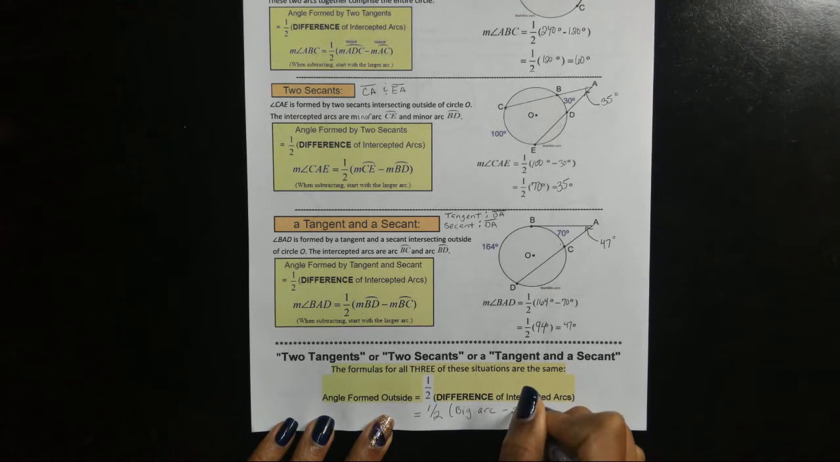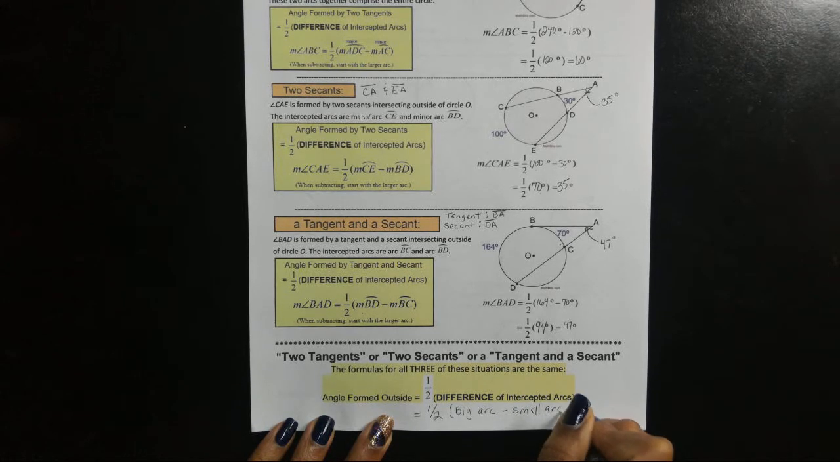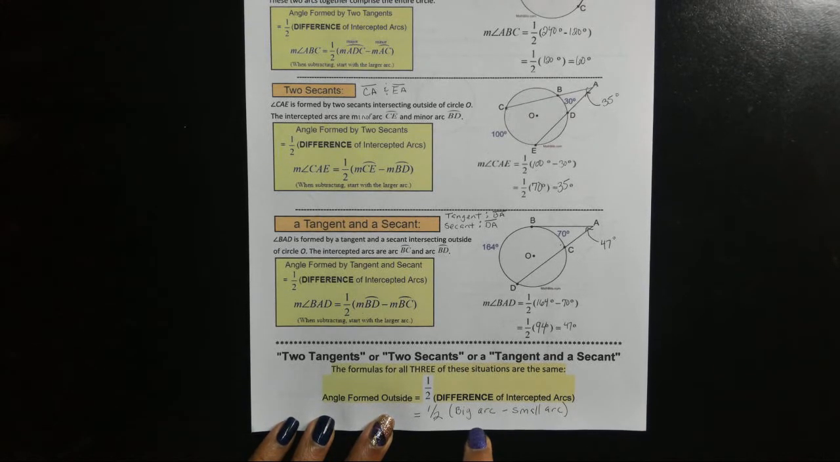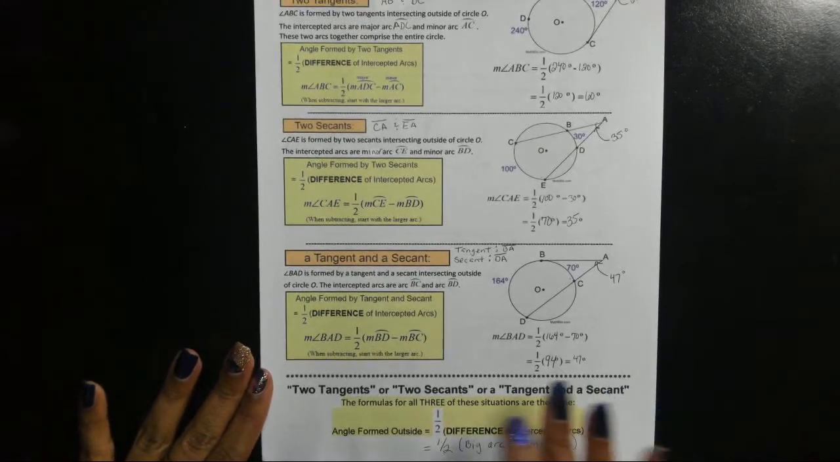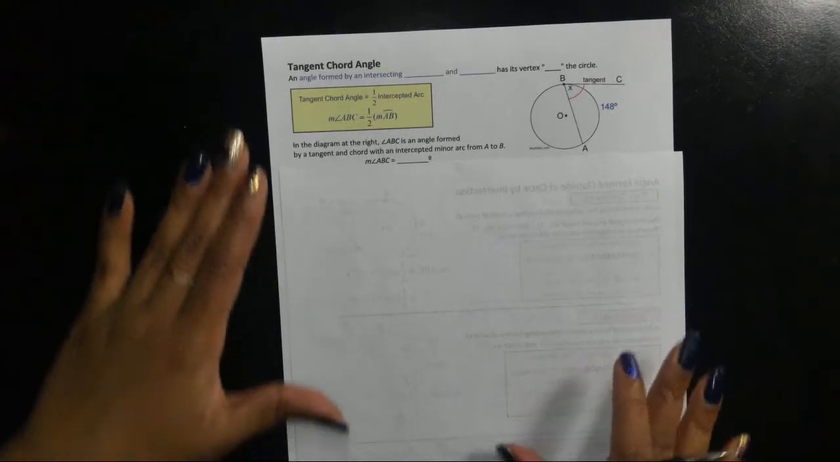And then subtract the small one, okay? Just like that. And we are done. Remember, these are the ones that are going to be intercepted, okay? So that's exactly what we're going to do here and here. Now, I have one more thing to show you before we get to our examples.